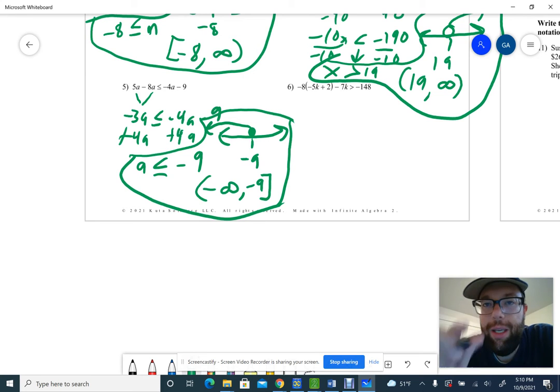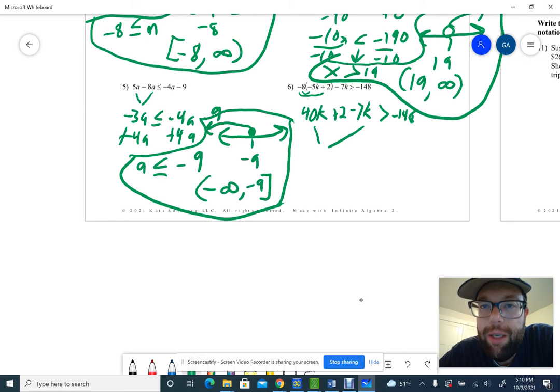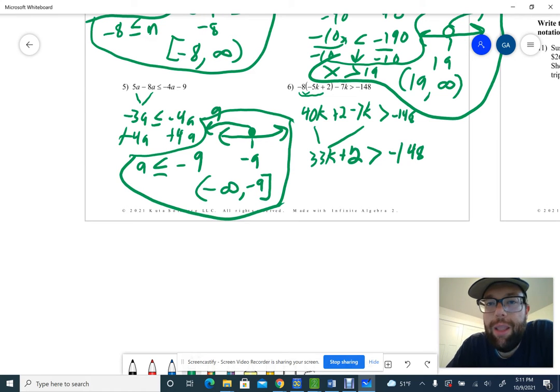Last one on this page, we start by distributing the negative 8, right? So I'd have positive 40k plus 2 minus 7k is greater than negative 148. Now I'm going to combine like terms. So 40 minus 7 is 33k plus 2 is greater than negative 148. And then two-step equation, I'm going to minus 2 to each side.